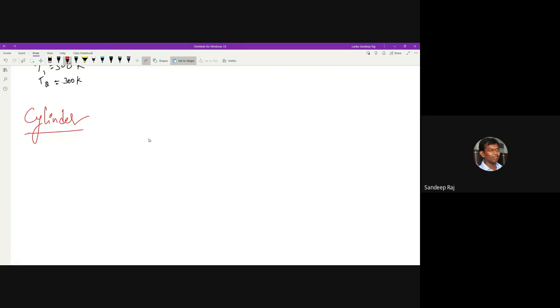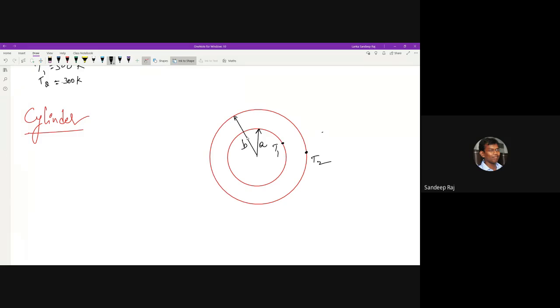Anyways, so now what we will do is we'll consider a cylinder here. I'm drawing the cross section of a cylinder here. So this is a cylinder, and in this cylinder there are temperatures T1 and T2. Here I have T1 on this side, and here I have T2 on this side. So I will consider the radiuses here. This radius I'll call it as A. This radius I'll call it as B. You can call it as R1, R2. It's up to you. But now I'm calling it as A and B.